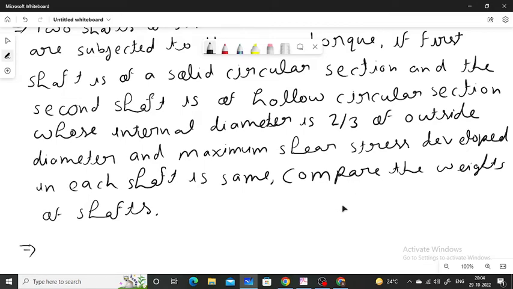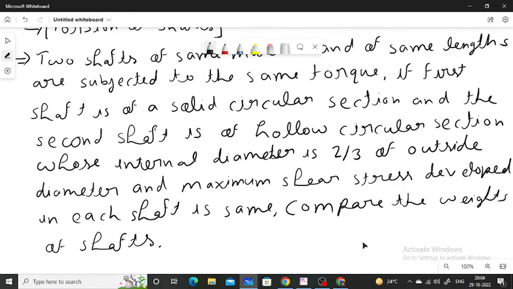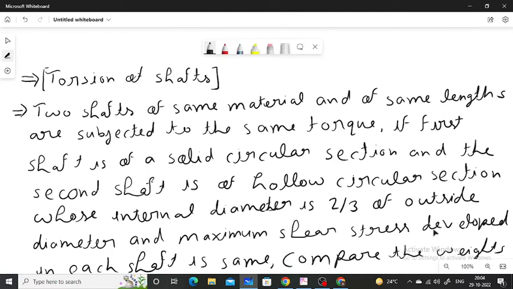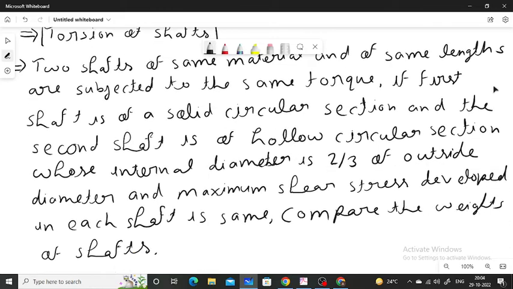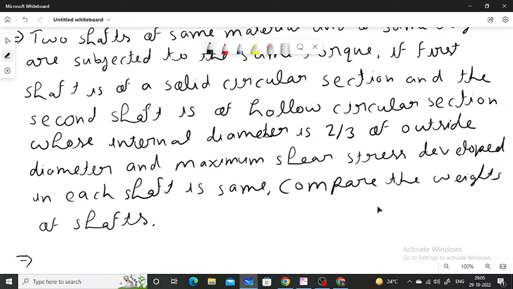Okay, two shafts of the same material and the same length are subjected to the same torque. If the first shaft is of a solid circular section and the second shaft is of a hollow circular section whose internal diameter is 2 by 3 of the outside diameter, and the maximum shear stress developed in each shaft is the same, compare the weights of the shafts.